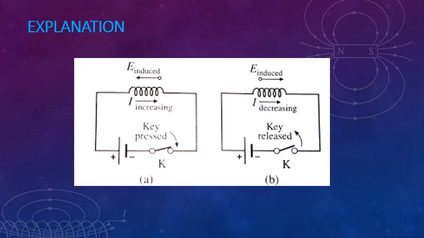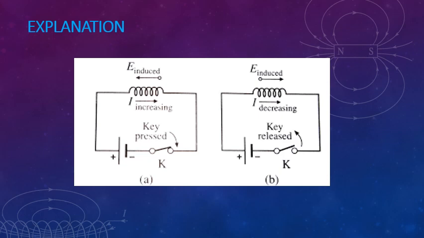The direction of induced EMF is such that it opposes the cause of it. That is, here it opposes the growth of current in the coil from 0 to maximum. Hence, we can say that induced EMF is in a direction opposite to the current. You can see the direction of induced EMF in the first figure.